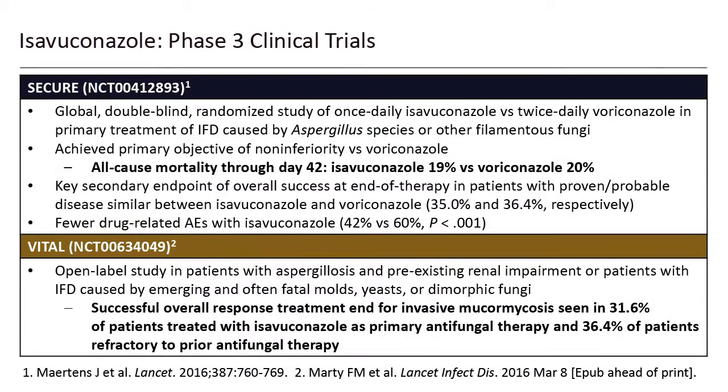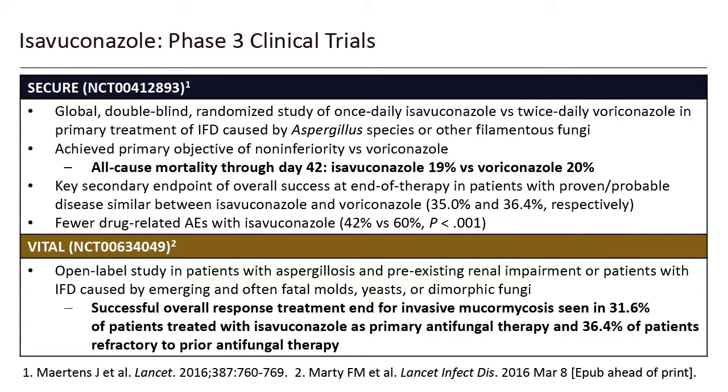The large randomized trial in Aspergillus is depicted here. The all-cause mortality through day 42 was 19% with isavuconazole and 20% with voriconazole, not significantly different. A key secondary endpoint of overall success was 35% and 36% respectively. And importantly, there were fewer drug-related adverse events with isavuconazole.